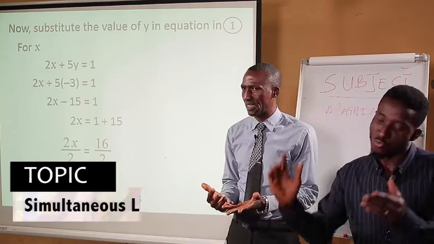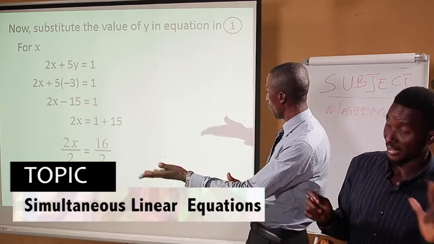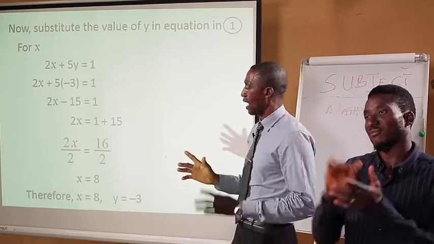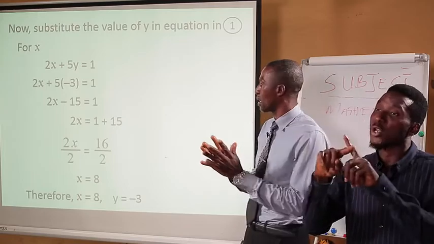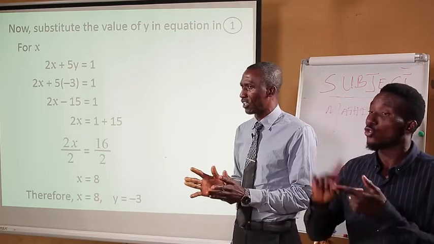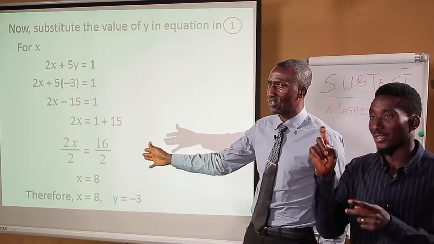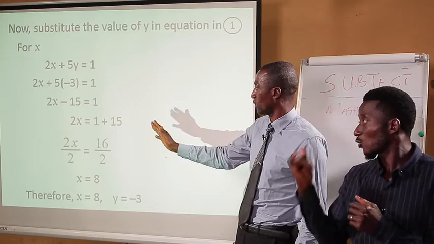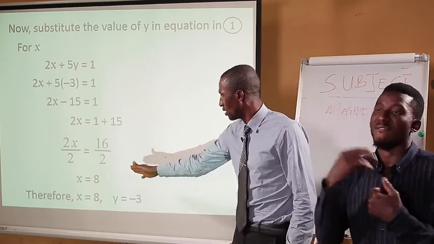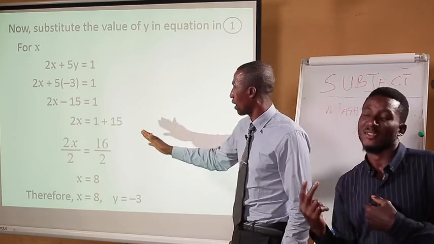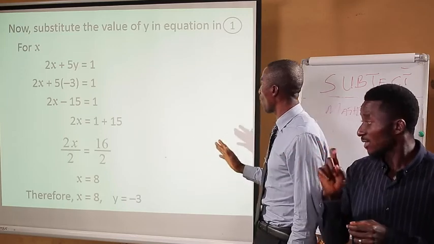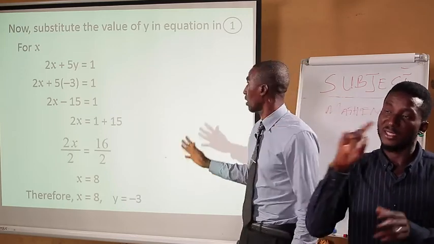Then I collected the like terms. On the left, I will have 2x, and on the right, it becomes 1 plus 15. And of course, 1 plus 15 will give you 16. To find the corresponding value of x, I divided both sides by the coefficient of x, which is 2. So 2x divided by 2, you will have x. And 16 divided by 2, you will have 8. Conclusively, my x equals 8, and my y equals minus 3.